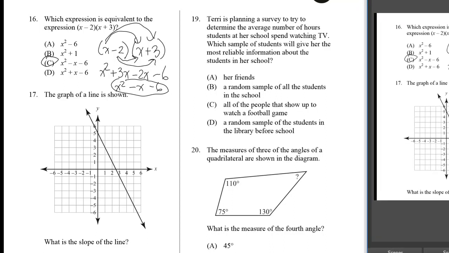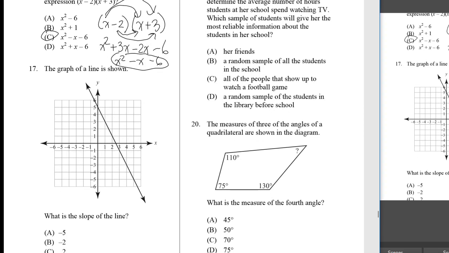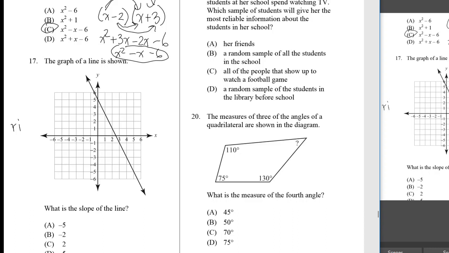Next is question 17. The slope of the line. Slope is just rise over run, and you just have to determine whether it's positive or negative. The first thing you need to realize is this is a negative slope. The way I like to remember that is to think about the letter A. If I'm going up like that, that's positive. If I'm going down like this, that's negative. If it's right in the middle, like that, that's 0.